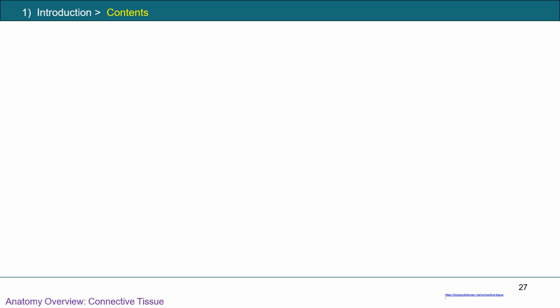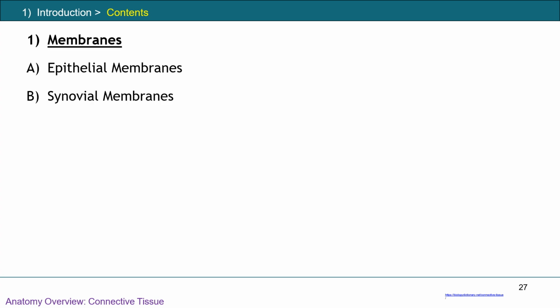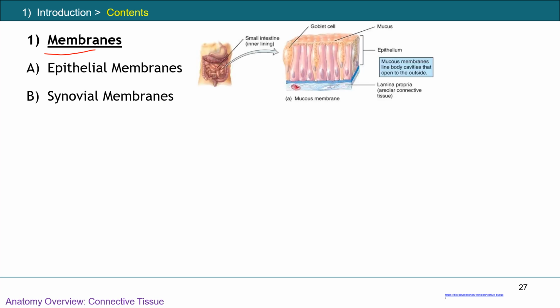In this last section of chapter 4, we are going to talk about membranes, and we're going to focus on two types of membranes. The membranes that surround the organs, that we have been talking about, the epithelial, so we're going to focus on that. And in the other case, we're going to focus on the synovial membranes, that are the membranes that are formed of connective tissue, not epithelial tissue, that surround bones and joints.